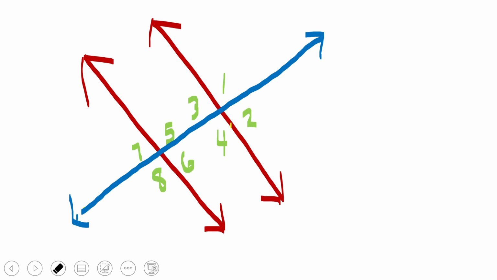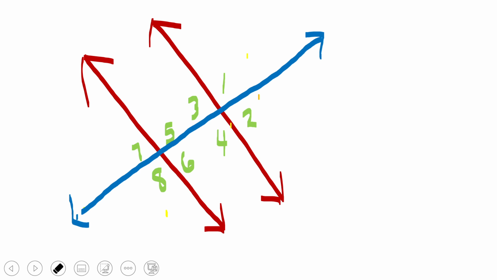Let's look at the exterior angles. 1 and 8 are alternate exterior angles. They're both exterior to the parallel lines, and they're on alternate sides of the transversal line cutting through the middle. They are congruent. So if you have the degree for angle 8, then you also have the degree for angle 1. The other set of alternate exterior angles are 2 and 7. If you have the degrees for angle 7, then you have the degrees for angle 2.